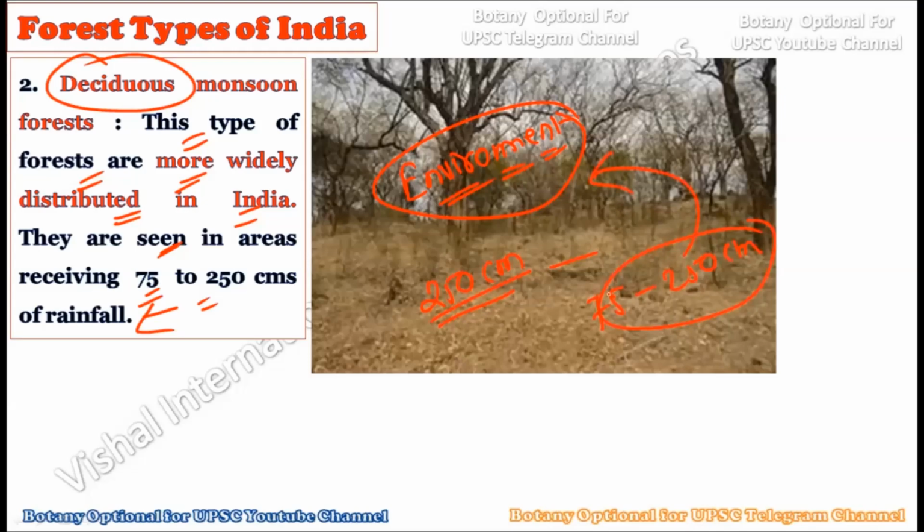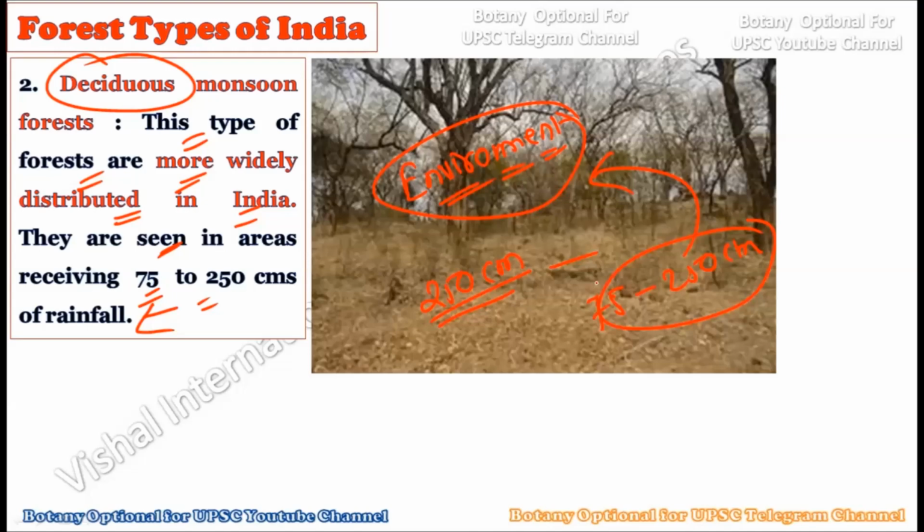Now, areas receiving 75 to 250 centimeters of rainfall are present maximally throughout India, and that is why we find the maximum of this particular forest throughout India. So the very basic reason why the deciduous forest occupies more area within India is its rainfall. Whatever normal rainfall India receives, the majority of the area receives 75 to 250 centimeters, and that is why we have the deciduous monsoon forest maximally present within India.